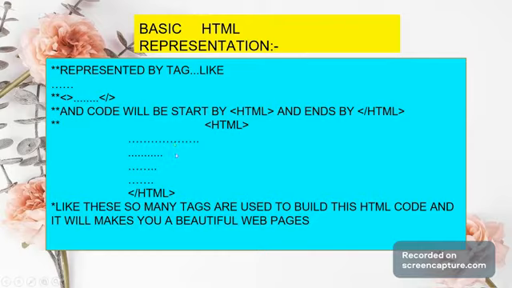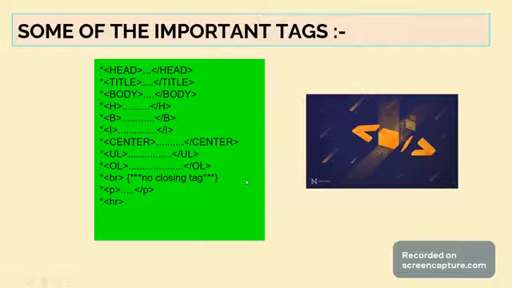Head, closed head. Body, closed body, like that. For every tag there is an open tag, and there is also a closed tag. And like this there are so many tags used to build this HTML code. Okay, but we will see further how these tags are used. Some of the important tags I will discuss later, after seeing one point.